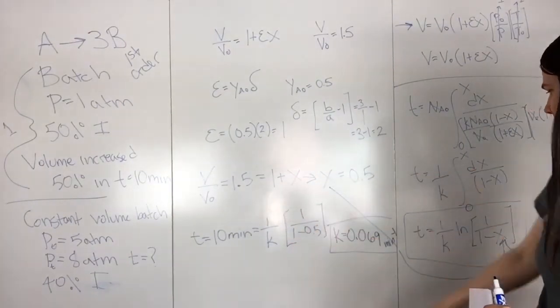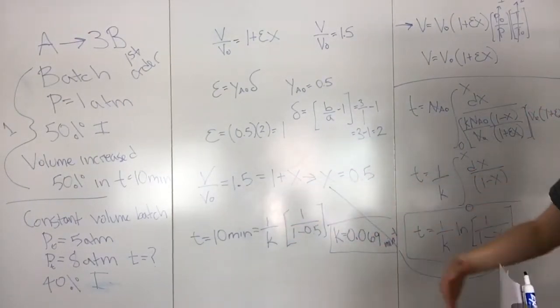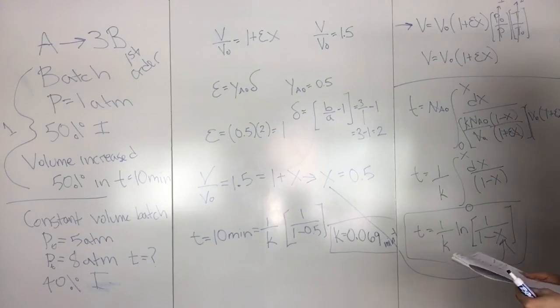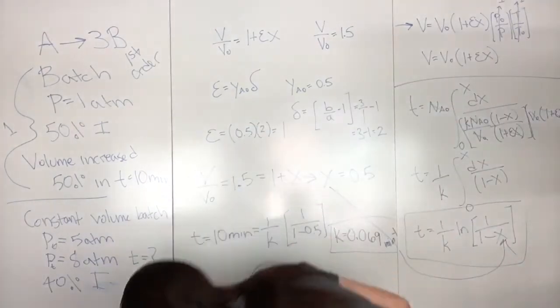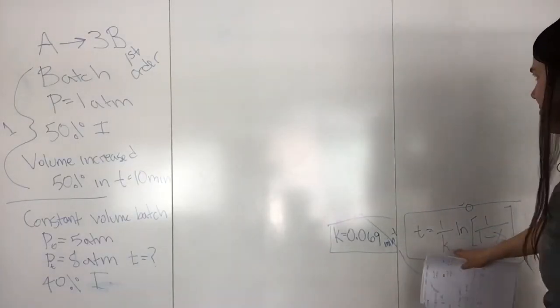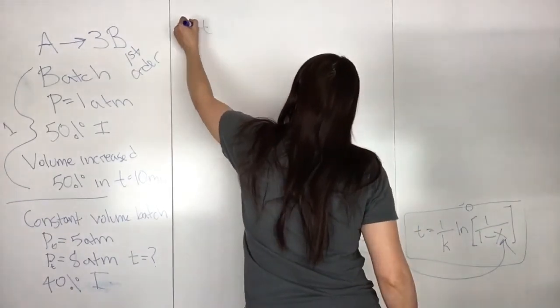So now we have K, so we should be able to solve the time required for the pressure increase in the constant volume batch reactor. I'm not going to go through the math again for the design equation, but if you go through it, you'll find that you end up with the same equation because the volume cancels out. So I'm going to erase some stuff real quick. I just want to rewrite this equation over here because it's the one we're working with.